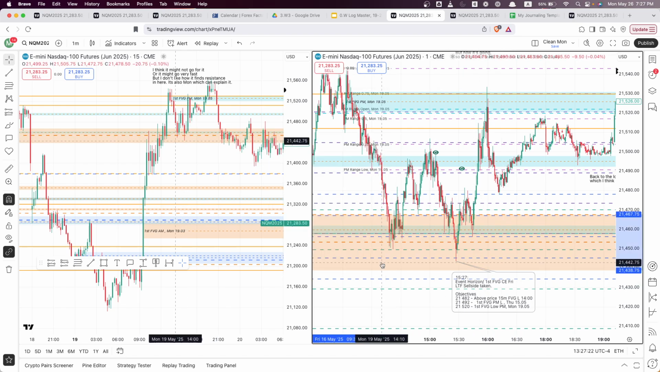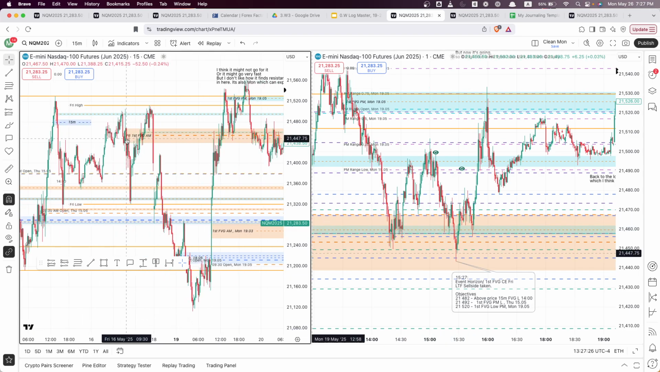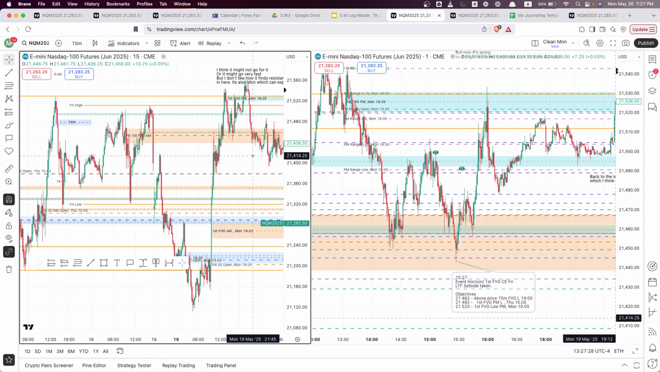So this is the previous Friday AM first fair value gap. So if we see, this would be this one over here on the 1 minute chart. So we are around the mean threshold. We took sell side, and we are also in the event horizon.